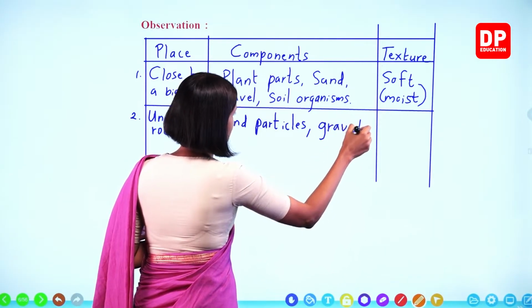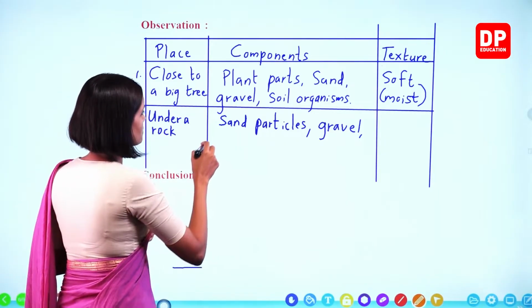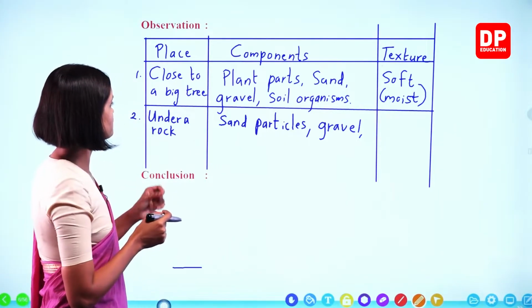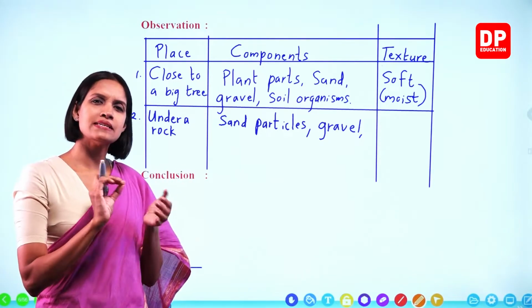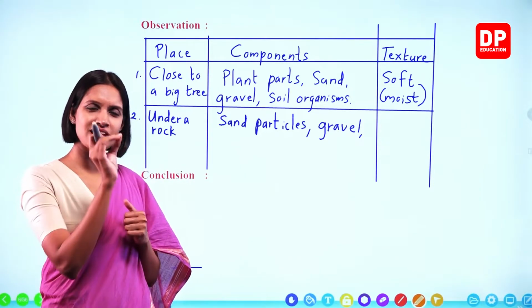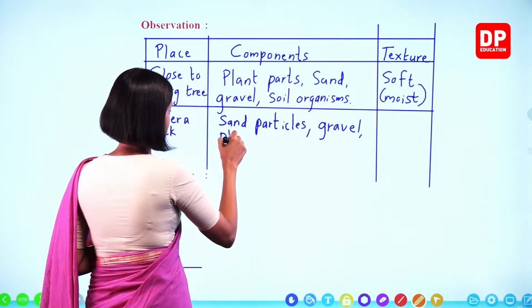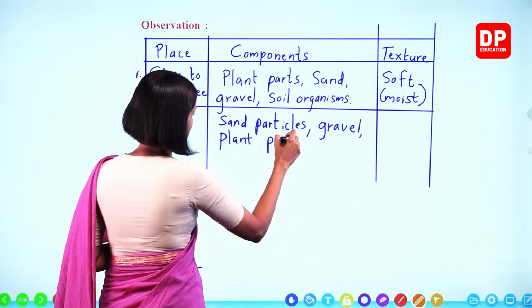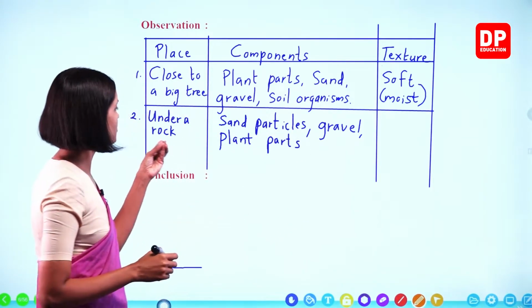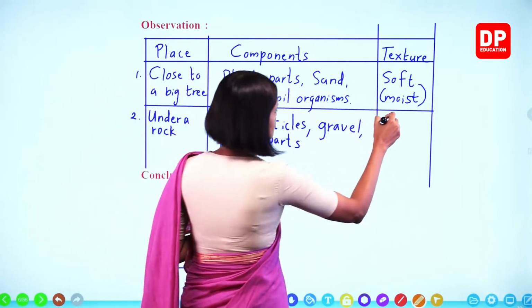And gravel. Right, and what else could we see? We could see some plant particles, like some sticks and all. Okay, we will write plant particles, plant parts. Right, the texture of the soil was a bit rough.